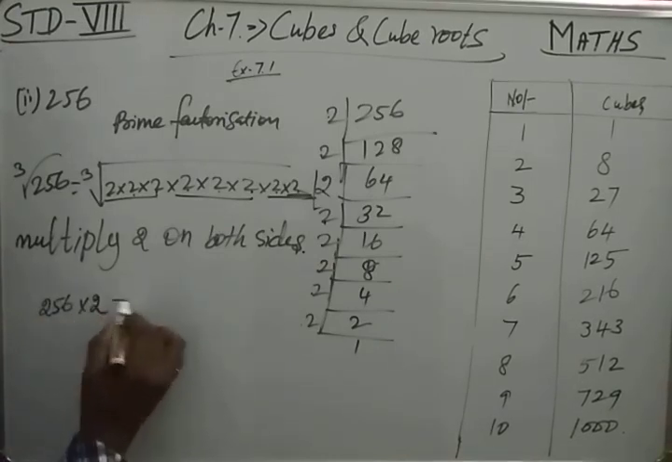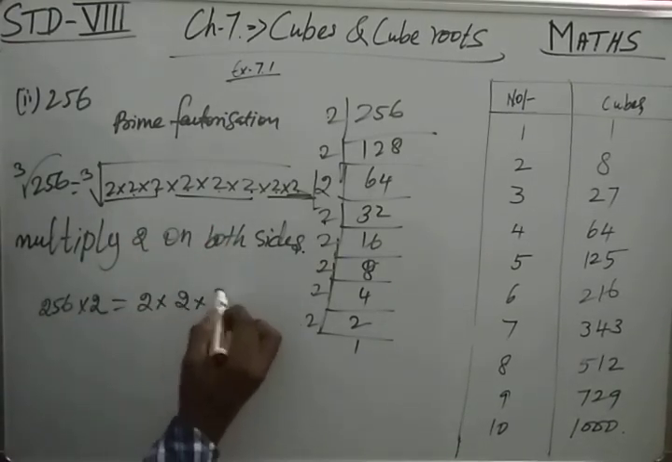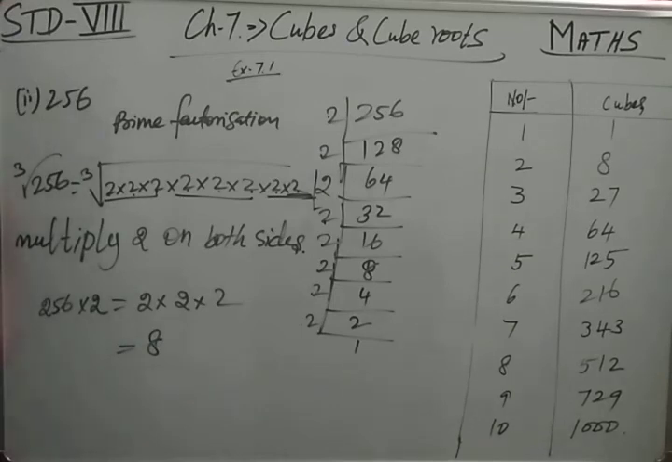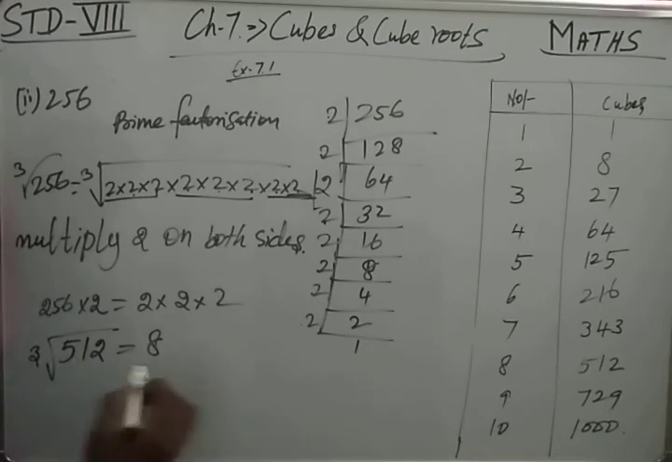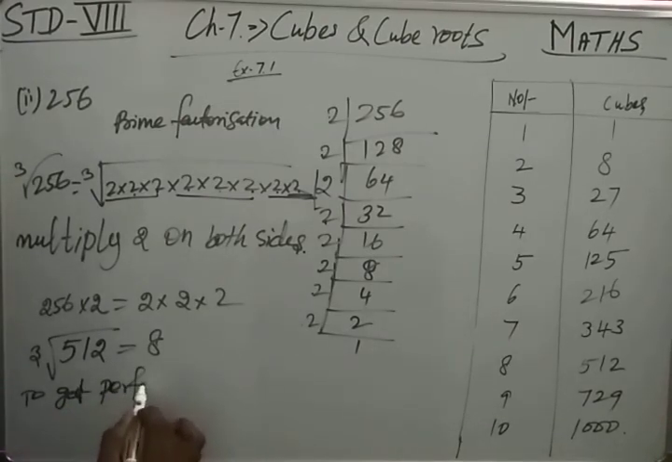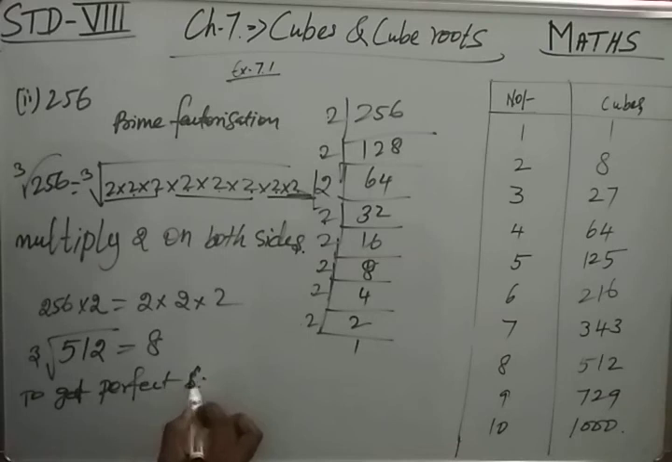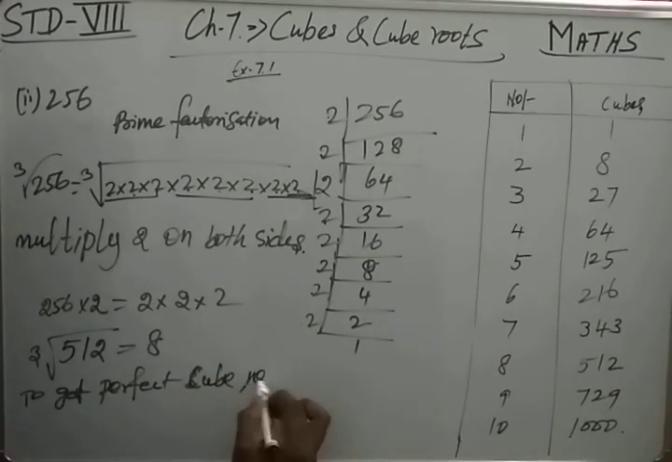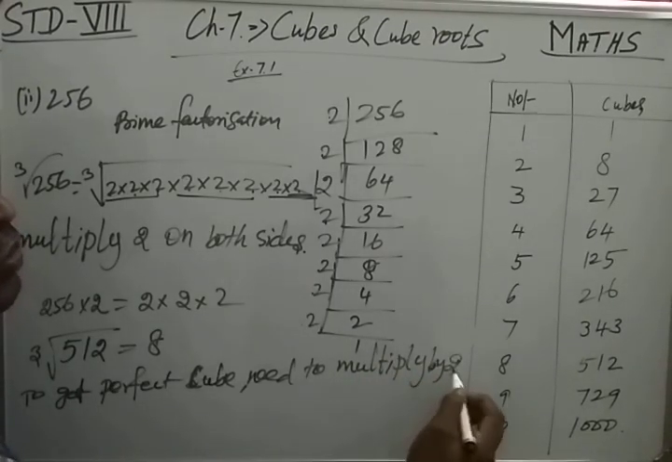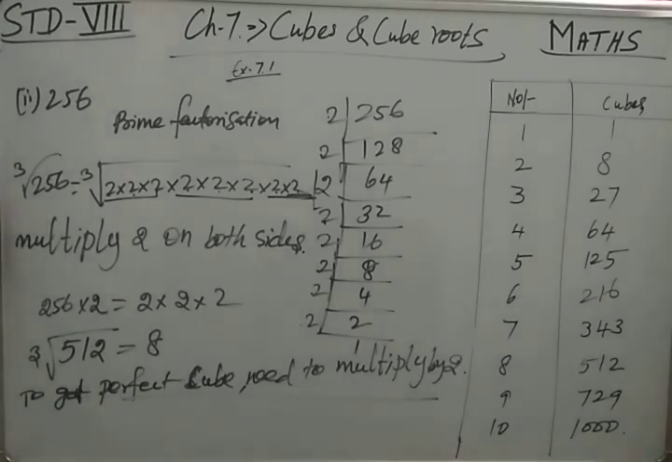Multiply 2 on both sides. 256 multiplied by 2 is equal to, here also if you take like the 2 into 2 into 2, what will come? 2 2s are 4, 4 2s are 8. So 256 into 2, what will come? 512. So cubic of 512 is equal to 8. So you can write the answer finally. To get perfect cube need to multiply by 2. Understood what I have done?